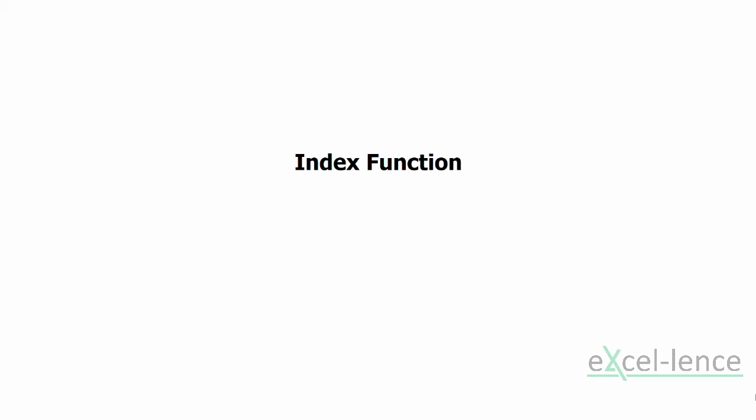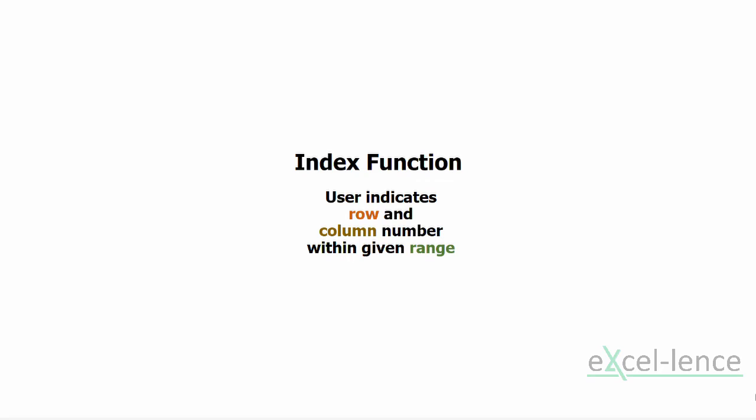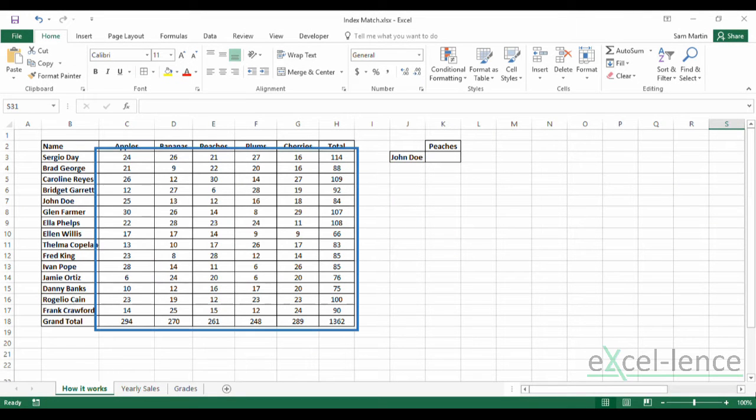Firstly, the index function. This allows the user to get the value of a cell by stating what row and column number it is in. If we have a range of data such as this, and we want the value in the 5th row and 3rd column, then we would use the index function.